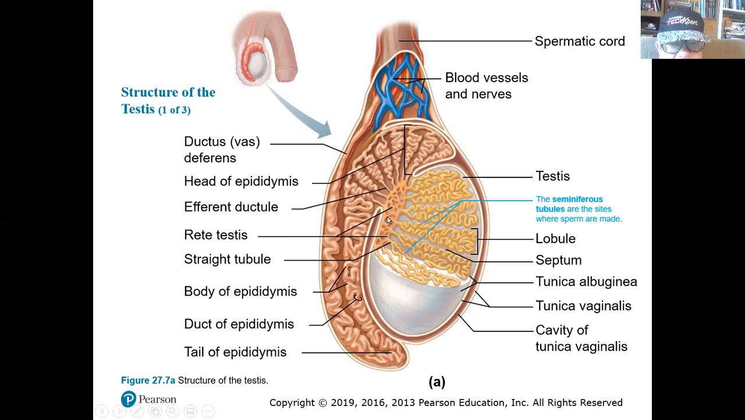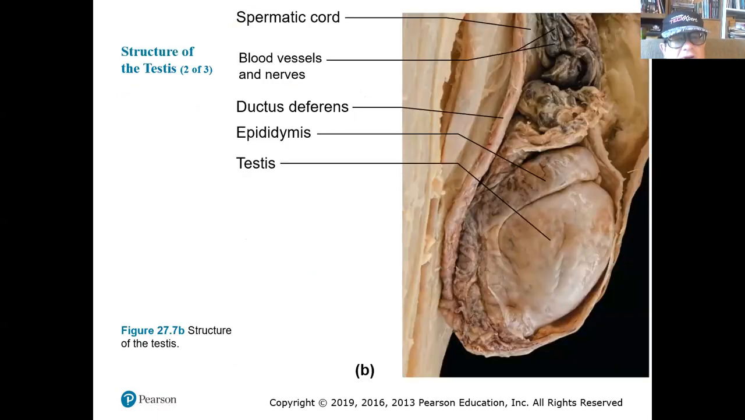that we call the rete testis. This is the network. All right. And out of the rete testis, we then have the efferent ductule. That's the straight part as we exit the testis and go into the epididymis. The head of the epididymis is the wide part here, the body would be the middle part here, and the tail is the end, the tail being where the mature sperm are stored.